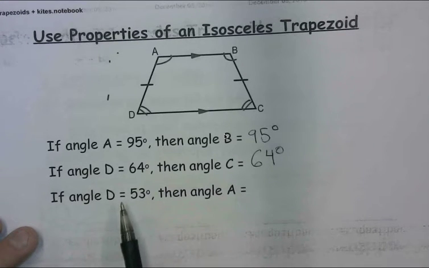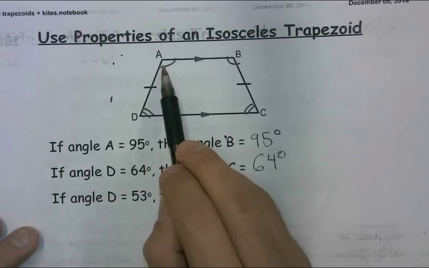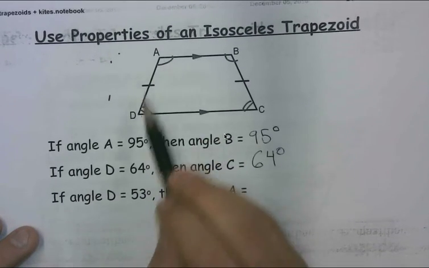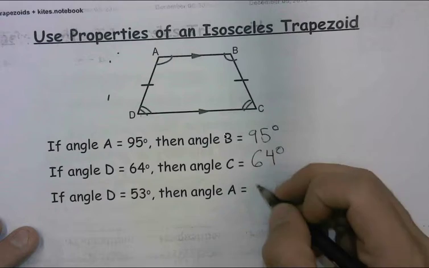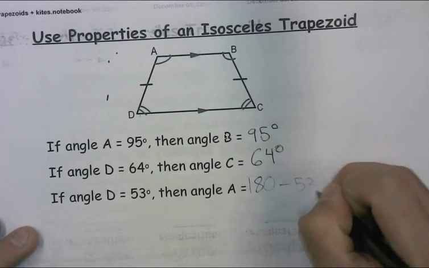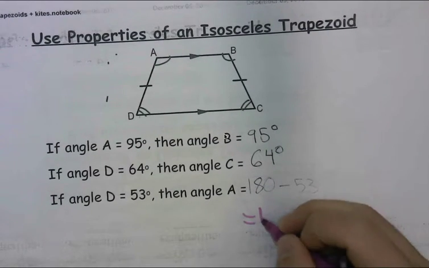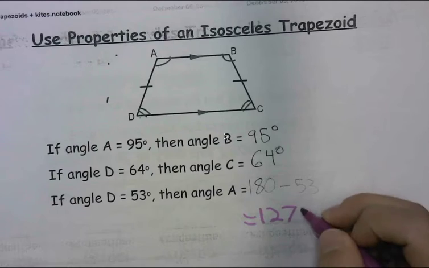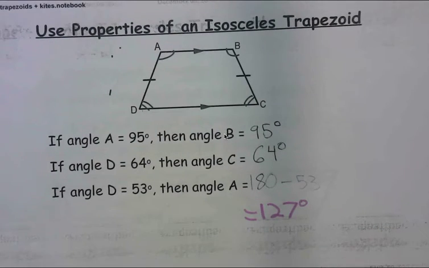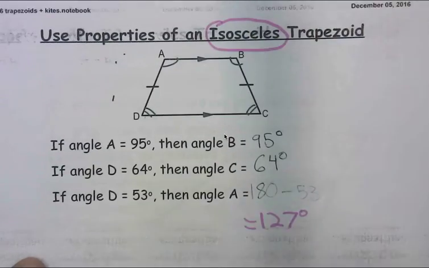But if we were talking about angle D, and we were trying to find angle A, these two have to be supplementary. So if we did 180 minus that 53, angle A would have to be 127. So this only really works if we're dealing with an isosceles trapezoid in particular.